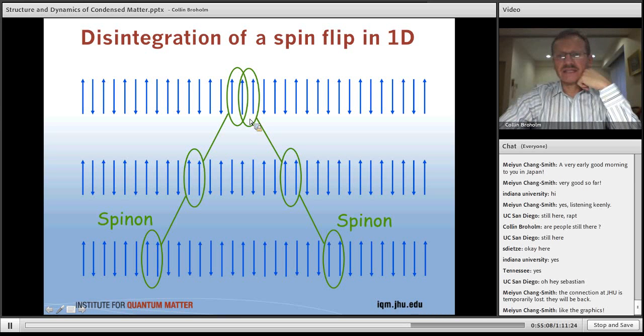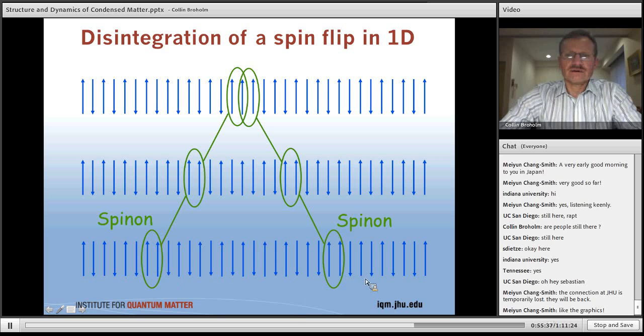And you'll notice that these defects actually represent a phase slip in an otherwise antiferromagnetic structure. And these turn out to be stable excitations, and they are the fundamental quasiparticles in the spin 1/2 one-dimensional antiferromagnet.